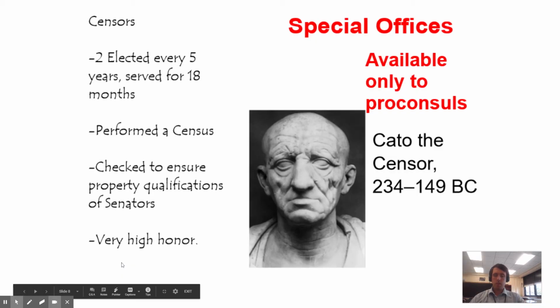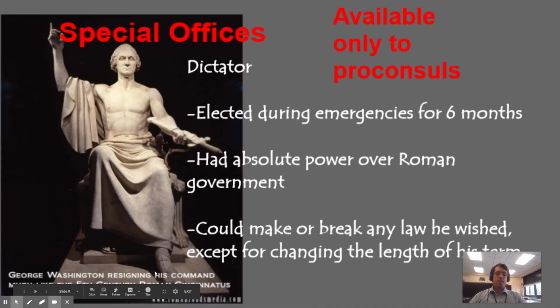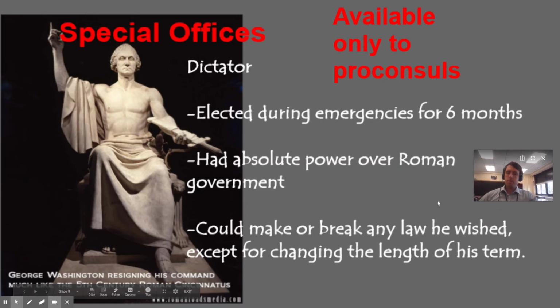Okay. Next up is Dictator. This is a very famous one, but it's often a little bit misunderstood. Again, you have to be proconsul for this to happen. And you get elected during an emergency. The Senate says, we need a dictator. And for 6 months, you serve.